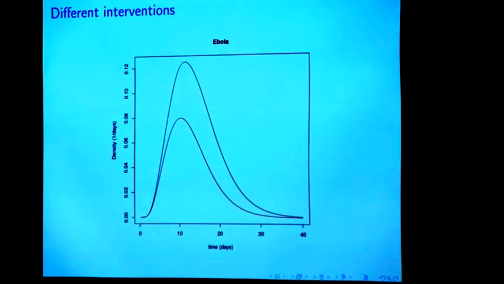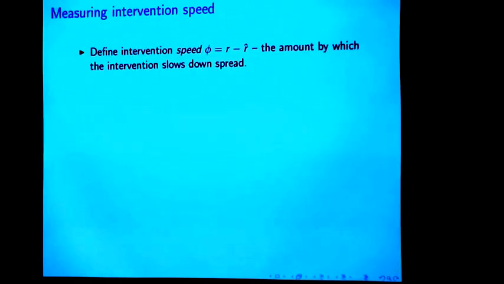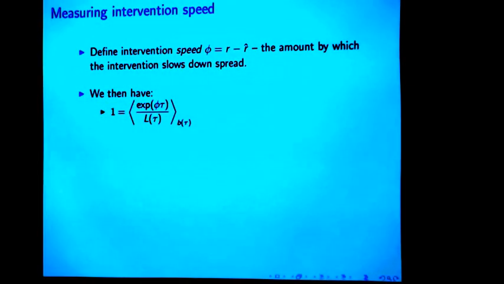But just like strength, I could also think of a different intervention. What if I had a condom intervention? Does it make sense? Sorry, I suddenly switched from Ebola to HIV. Condom interventions do not make much sense for Ebola. If I had a vaccination intervention, does it make sense to think of that as a speed? And I can try doing the analogous thing. I'm going to define the speed as r minus r hat, and I'm going to see if I get a nice equation for it, and the answer is almost.